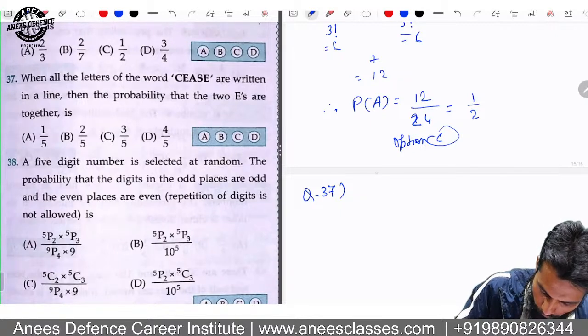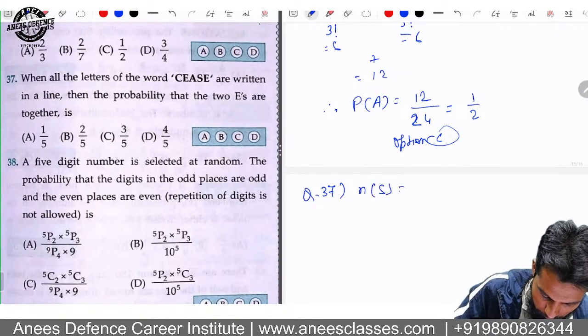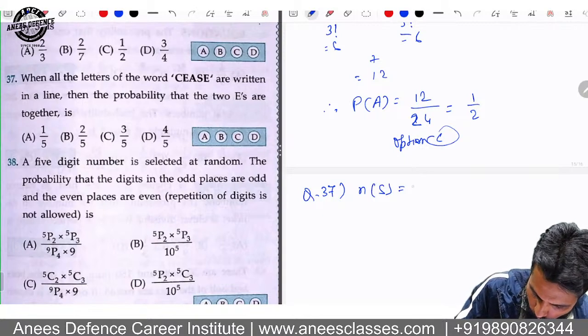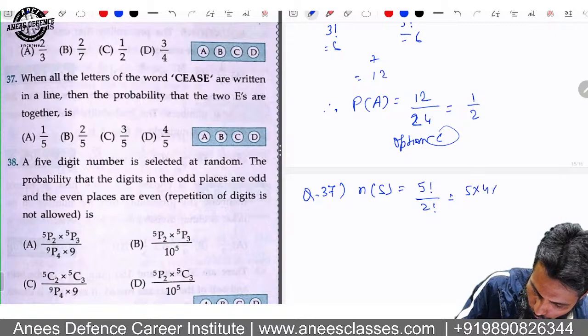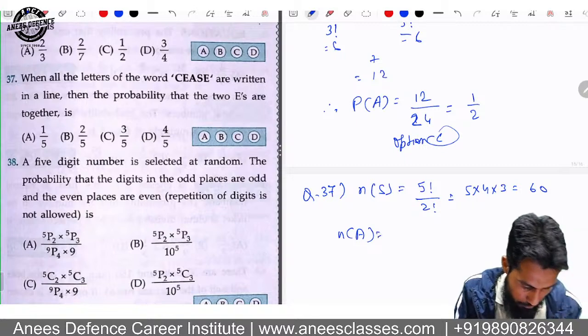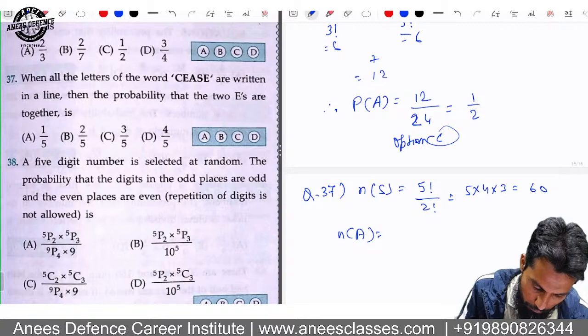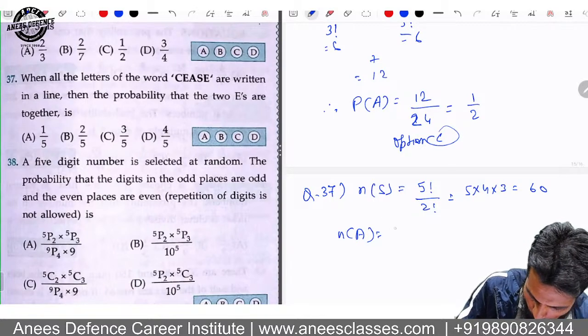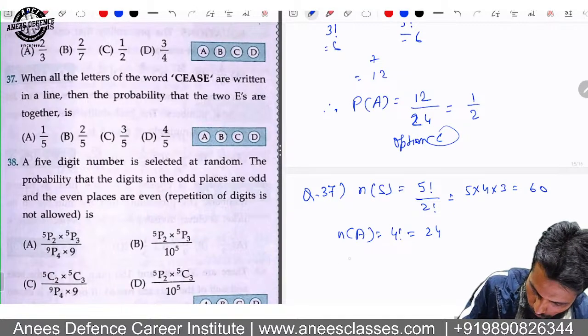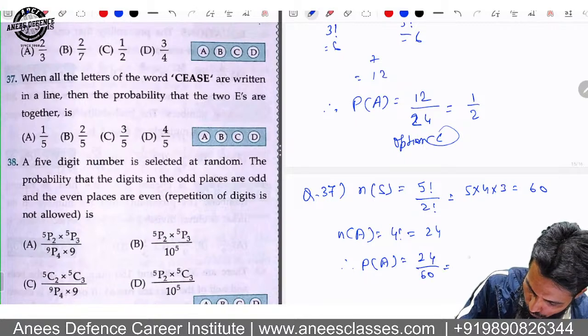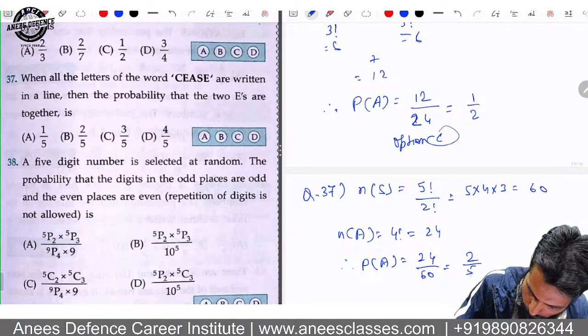Yeah, correct. Sample space: total it is 5 factorial upon 2 factorial, that is 5 into 4 into 3, yes, 60. Then they have said that the 2 Es should be together. So together means 1 unit. This will be 3, so 1 plus 3, 4 factorial. That's all. 4 factorial is equal to 24. Therefore the probability will be 24 upon 60, that is 2 by 5. So option B.